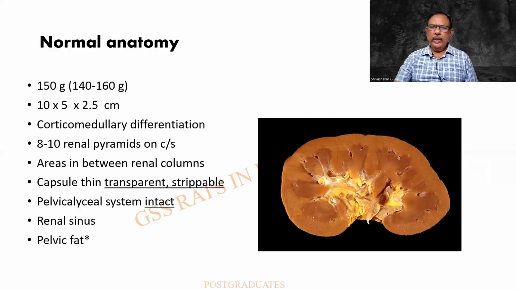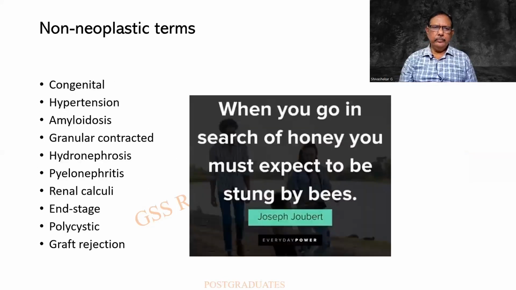The capsule usually is strippable and it is transparent. I'll be able to see the underlying renal parenchyma. And the pelvic ileal system is intact. Here I can hardly see any dilatation. The yellowish color denotes the pelvic fat, and this area is the renal sinus. So this is a normal anatomy which we should have in mind.